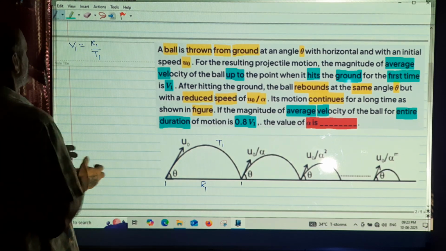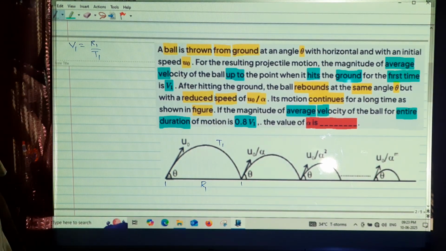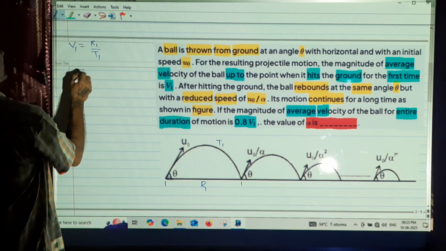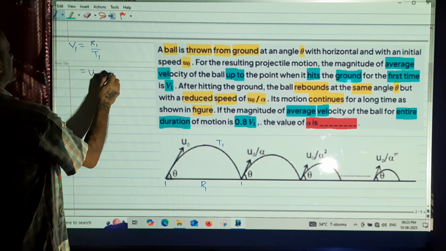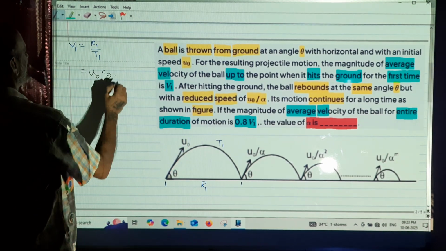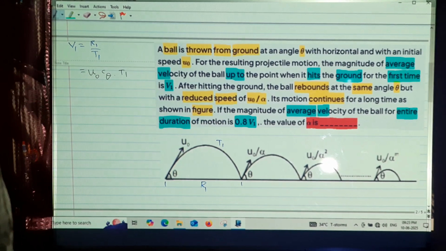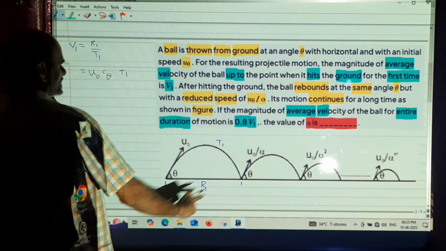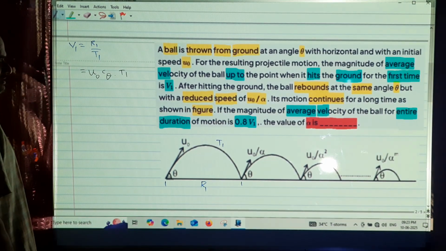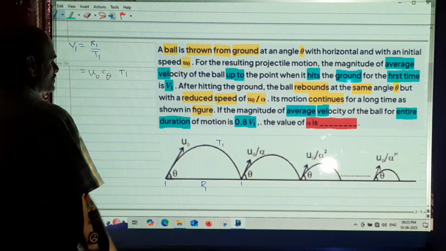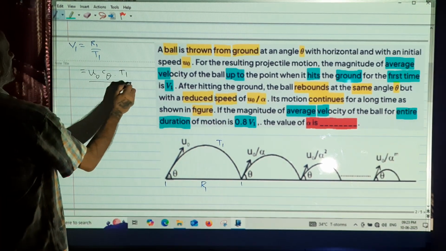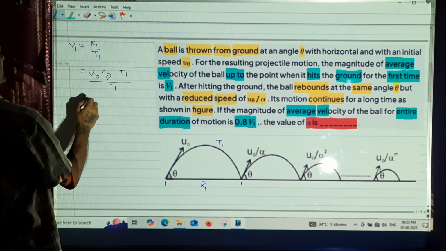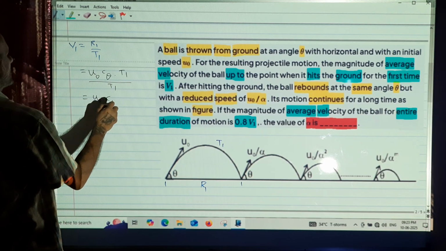Okay. So the range is the horizontal component of velocity, which is u0 cos theta into the flight time t1, because the range is the horizontal motion distance covered, which is a uniform velocity motion because there is no force in the horizontal direction, divided by t1. So you'll get u0 cos theta.